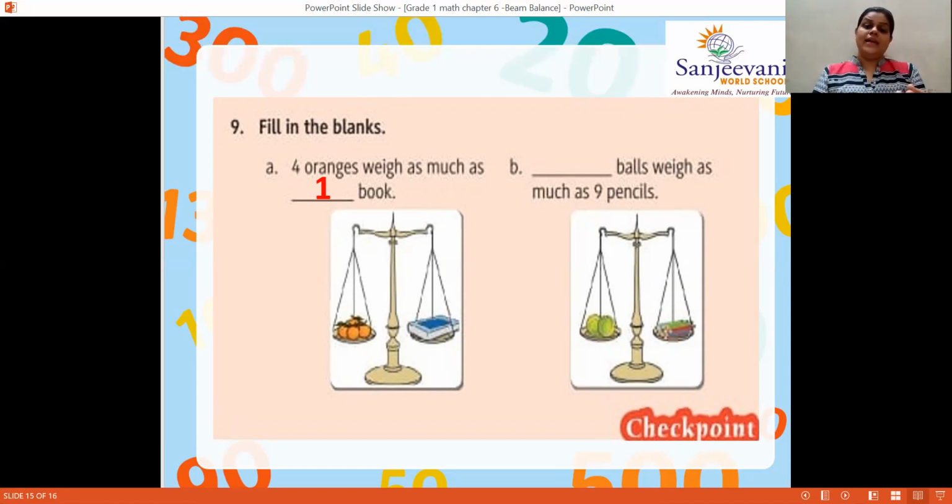So in one pan, some balls are kept and in another pan, 9 pencils are there. So to balance 9 pencils, how many balls are kept in another pan? Count. Yes, 2. 2 balls weigh as much as 9 pencils. Understood, children?